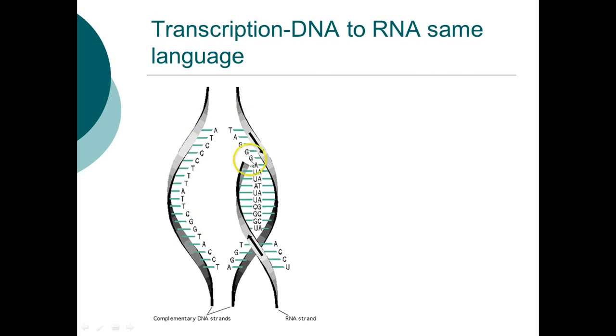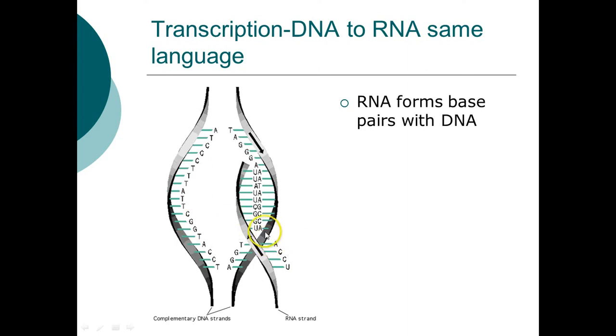So here you see the DNA has unwound. You've got complementary DNA strands. And the RNA gets built onto one of those strands. Actually, it gets built onto both of those, but it's only showing one. The RNA forms base pairs with the DNA.